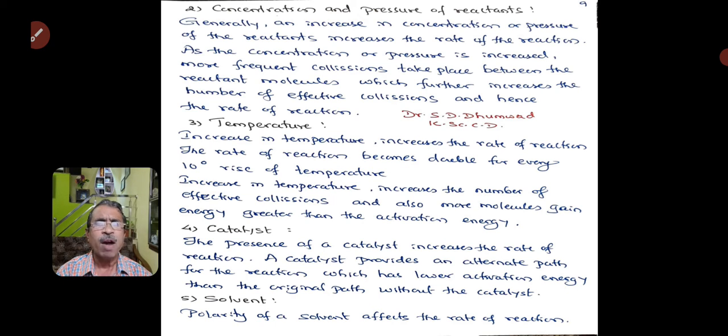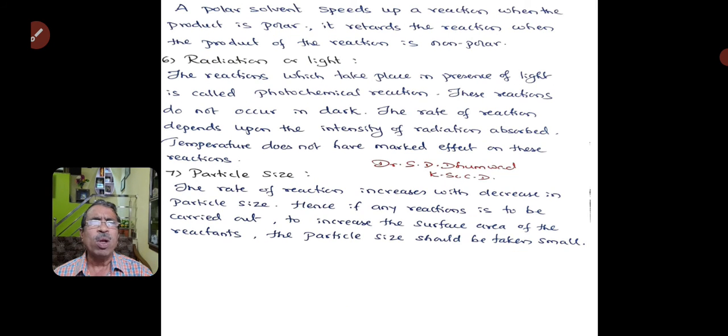These things also you have studied in the lower standards. Coming to the fifth, polarity of a solvent affects the rate of reaction. A polar solvent speeds up a reaction when the product is polar. It retards the reaction when the product of the reaction is non-polar.